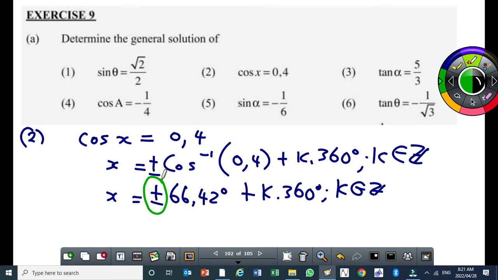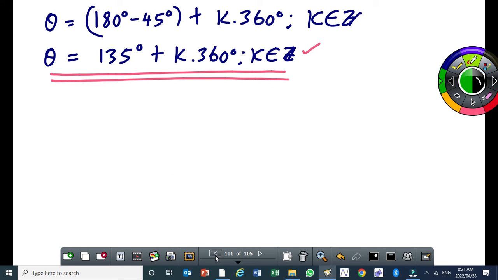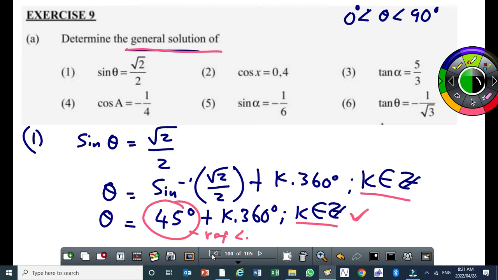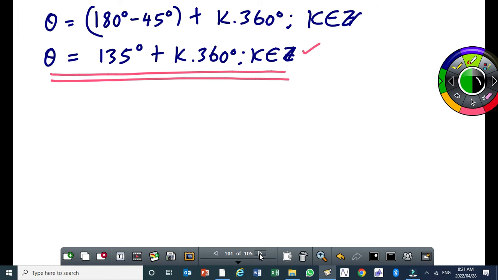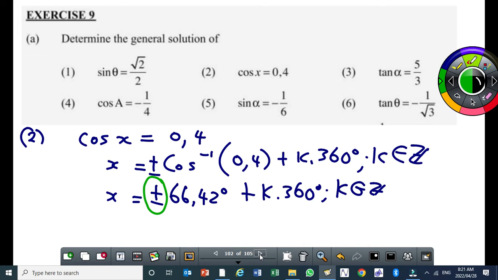It has to do with the quadrants. If you remember well, on Tuesday I told you that sine is positive in the first and the second quadrant. So if you get a reference angle which is positive and acute, it has a corresponding angle which is obtuse in the second quadrant. That's also applicable to cos. Remember, cos is positive in the first quadrant and the fourth quadrant.